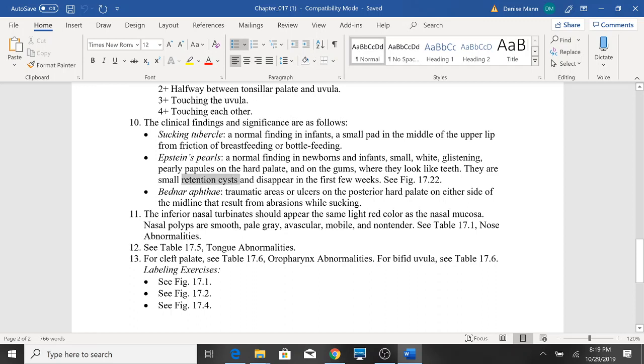There's a picture of retention cysts. You can see those. They're pretty cool. Not too bad, they disappear in the first few weeks. Bednar's aphthae are traumatic areas or ulcers on the posterior hard palate. I think these are the worst ones. They are traumatic ulcers on the posterior hard palate on either side of the midline from abrasions while sucking.